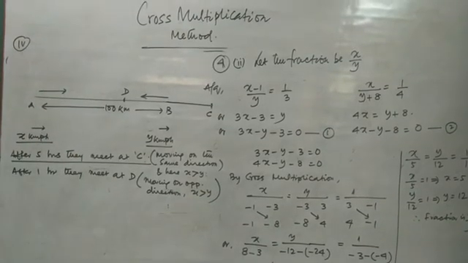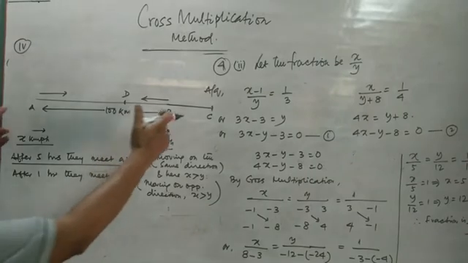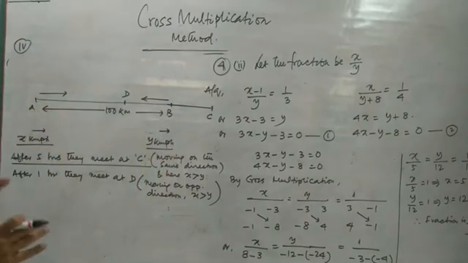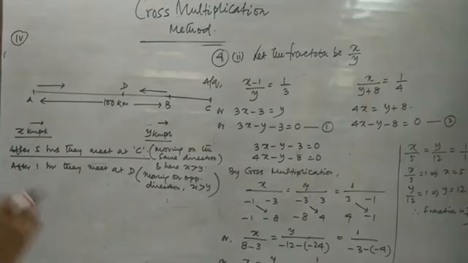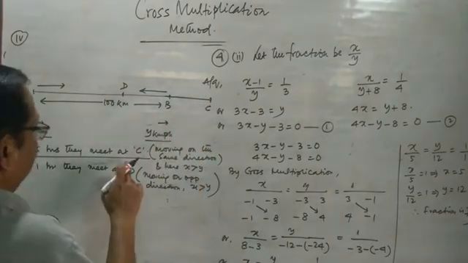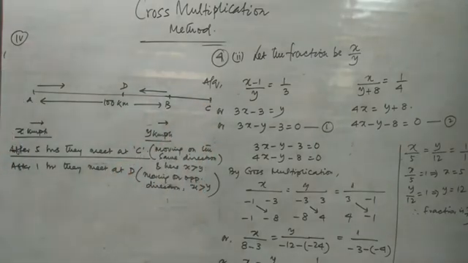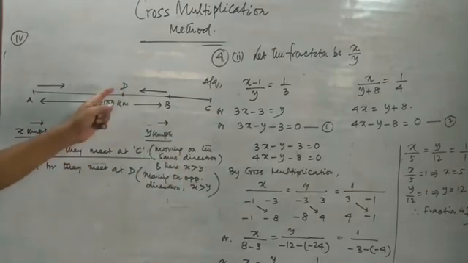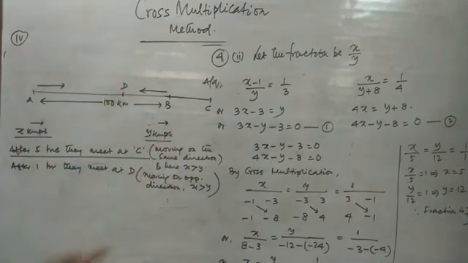So the figure is self-explanatory. The distance of AB is 100 kilometers. A car starts from A, and when they are moving in the same direction, they meet at C after 5 hours. And the second condition, if they are moving in the opposite direction, they meet at D after 1 hour. We have to find the speed of both the cars.